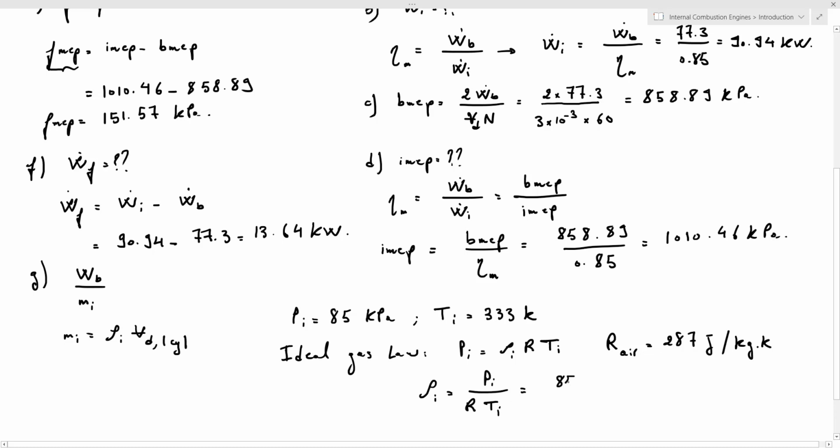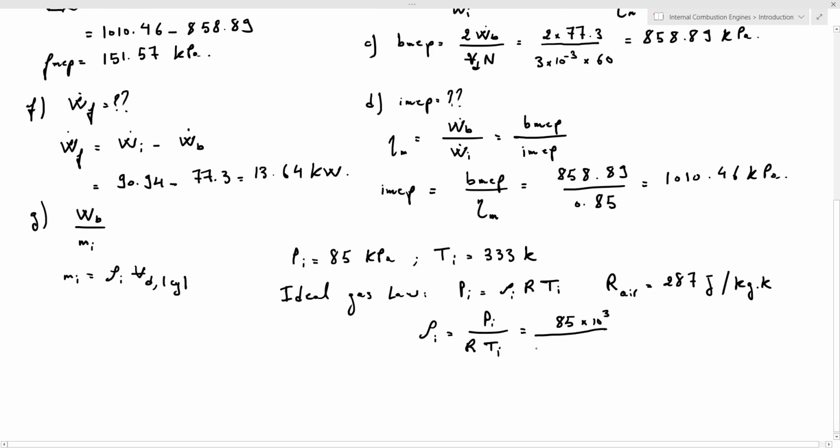So the pressure is 85 times 10 to power 3 to convert to Pascal, since we have here the R in joule per kilogram Kelvin. So if we put the gas constant as 0.287 kilojoule per kilogram Kelvin, of course the pressure will be 85 kilopascal. Now R here is 287 times 333. So the density will be equal to 0.89 kilograms per meter cube.